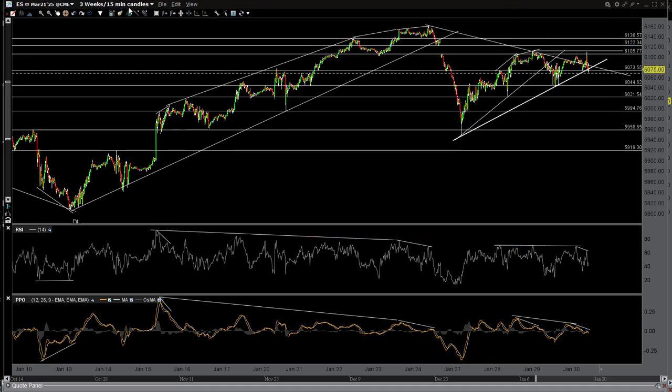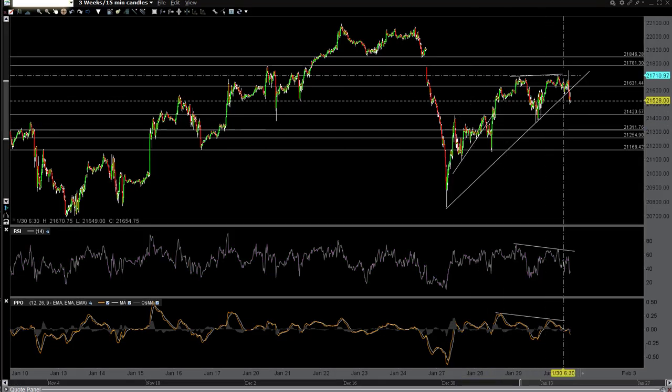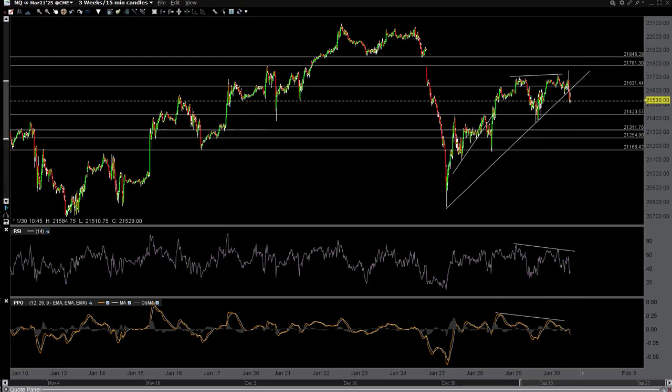Let me show you. Let me get to the 60-minute charts. Let me go to NQ here. So this is the NQ chart I got out to you this morning.